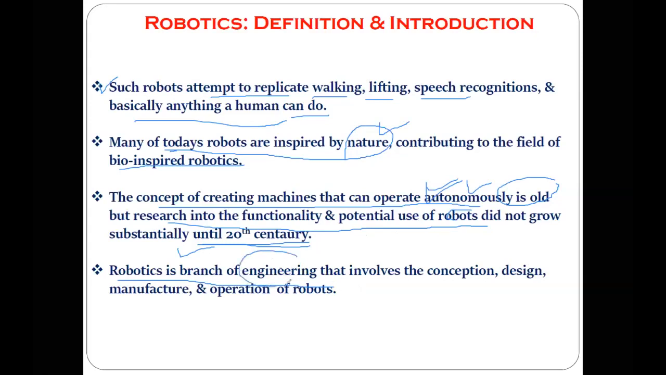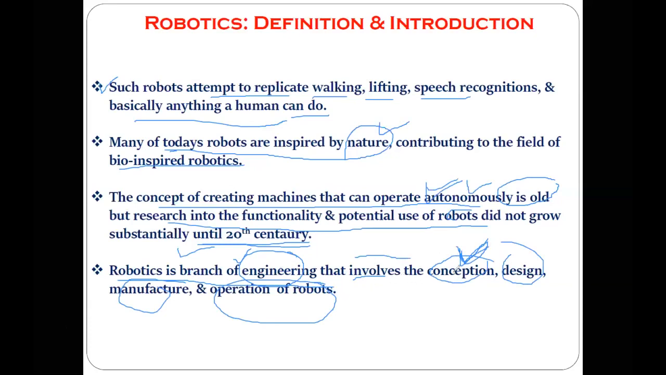So that's why the single word being utilized here is robotics. Robotics is a branch of engineering that consists of the conception, design, manufacturing, and operation of the robot. Conception means doing the research. Doing the research for what purpose? How we can make the robot just like the human. For that, deep research is required. That is the reason it is mentioned here.